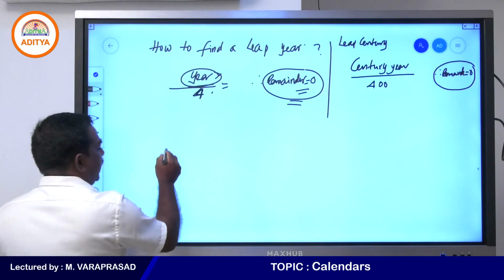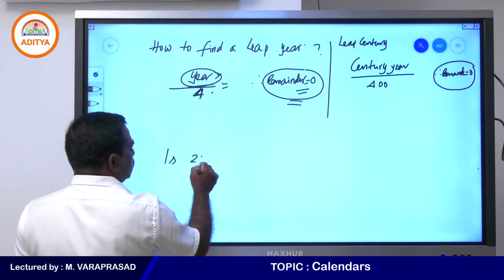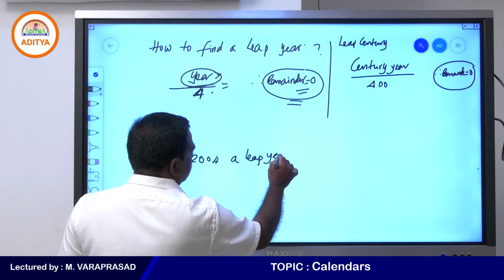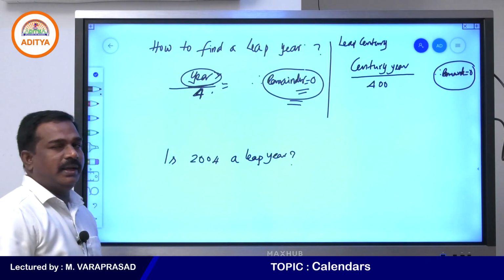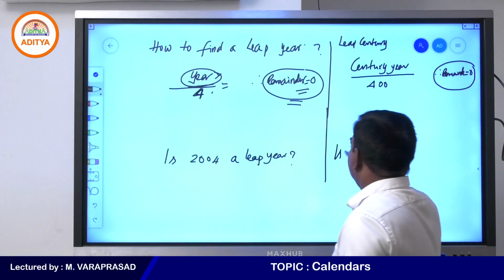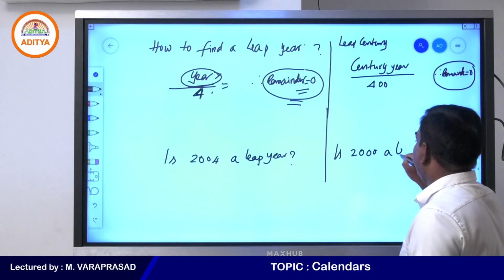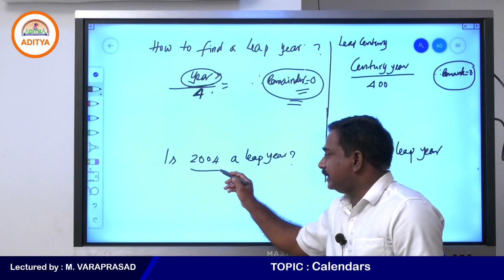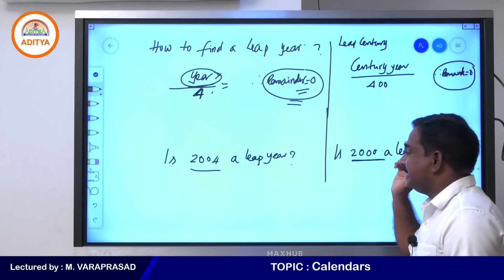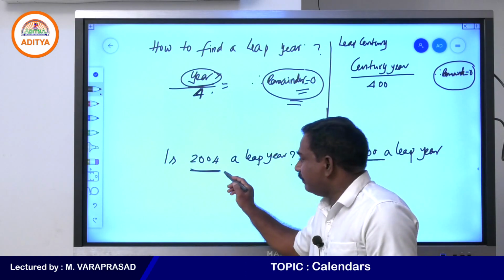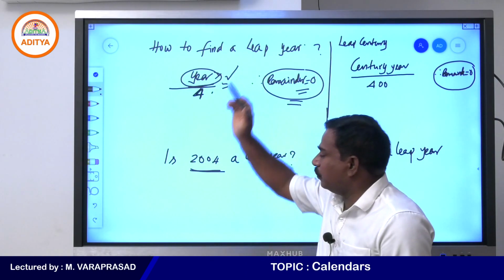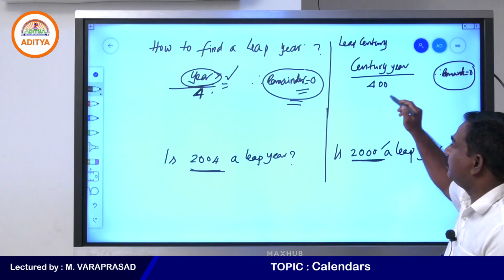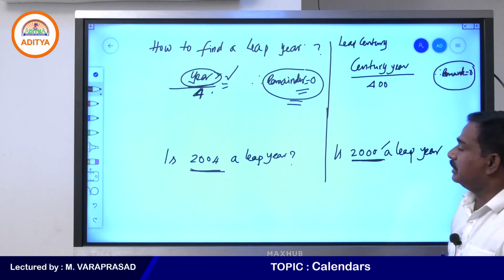See here, is 2004 a leap year? Is 2000 a leap year? This is a normal year and this is a century year. 2000 is a century. So when a normal year is given, you use the formula that the year should be divisible by 4. When a century year is given, you divide the century year by 400. If the remainder is 0, it's a leap year.